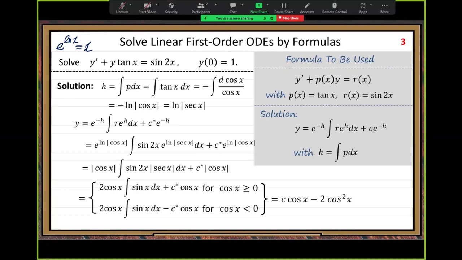Then this little c, we can use the initial condition to determine. Plug in x equals 0 and y of 0 equals 1: 1 equals c minus 2, since cosine 0 is 1. So c equals 3. So we can write the final solution: 3 cosine x minus 2 cosine squared of x.